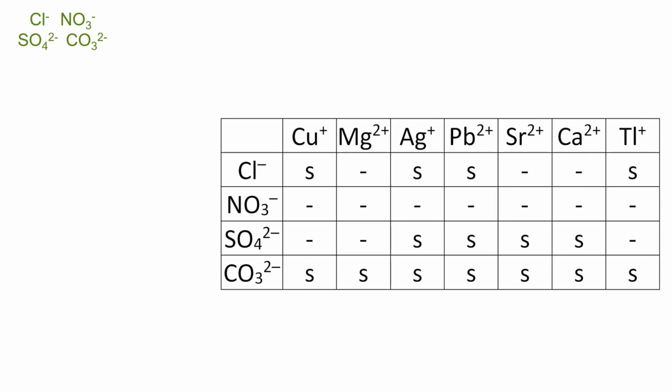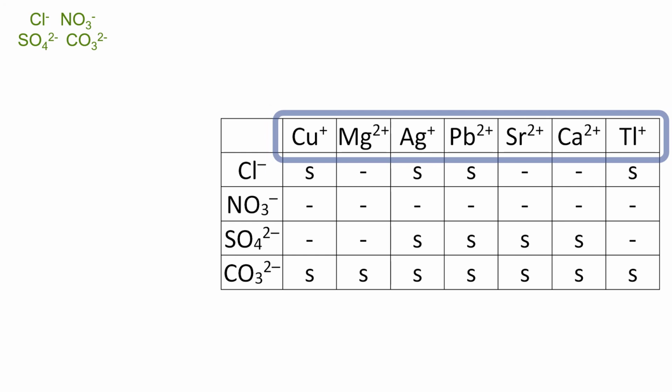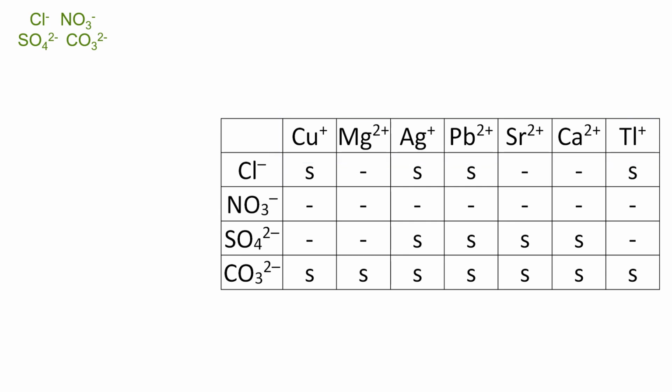So I'll write down my anions: chloride, nitrate, sulfate, and carbonate. Now I'm going to use the cations to separate these anions, so I can add any one of these cations. So let's work our way down the list until we hit something that will work. So copper 1, well, that forms 2 solids, and that's too many. Magnesium, that forms one solid. Perfect. Let's use that. I'll draw my arrows in.